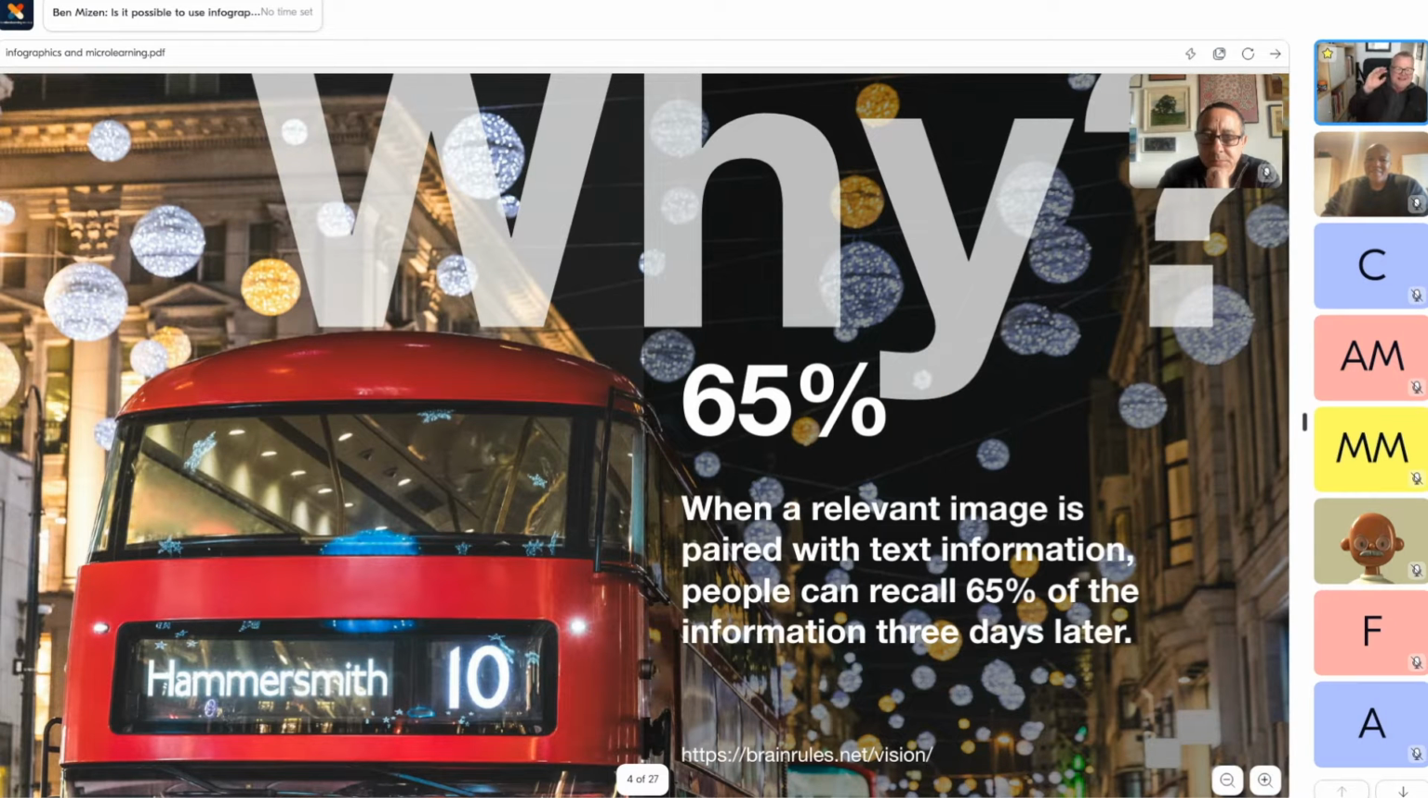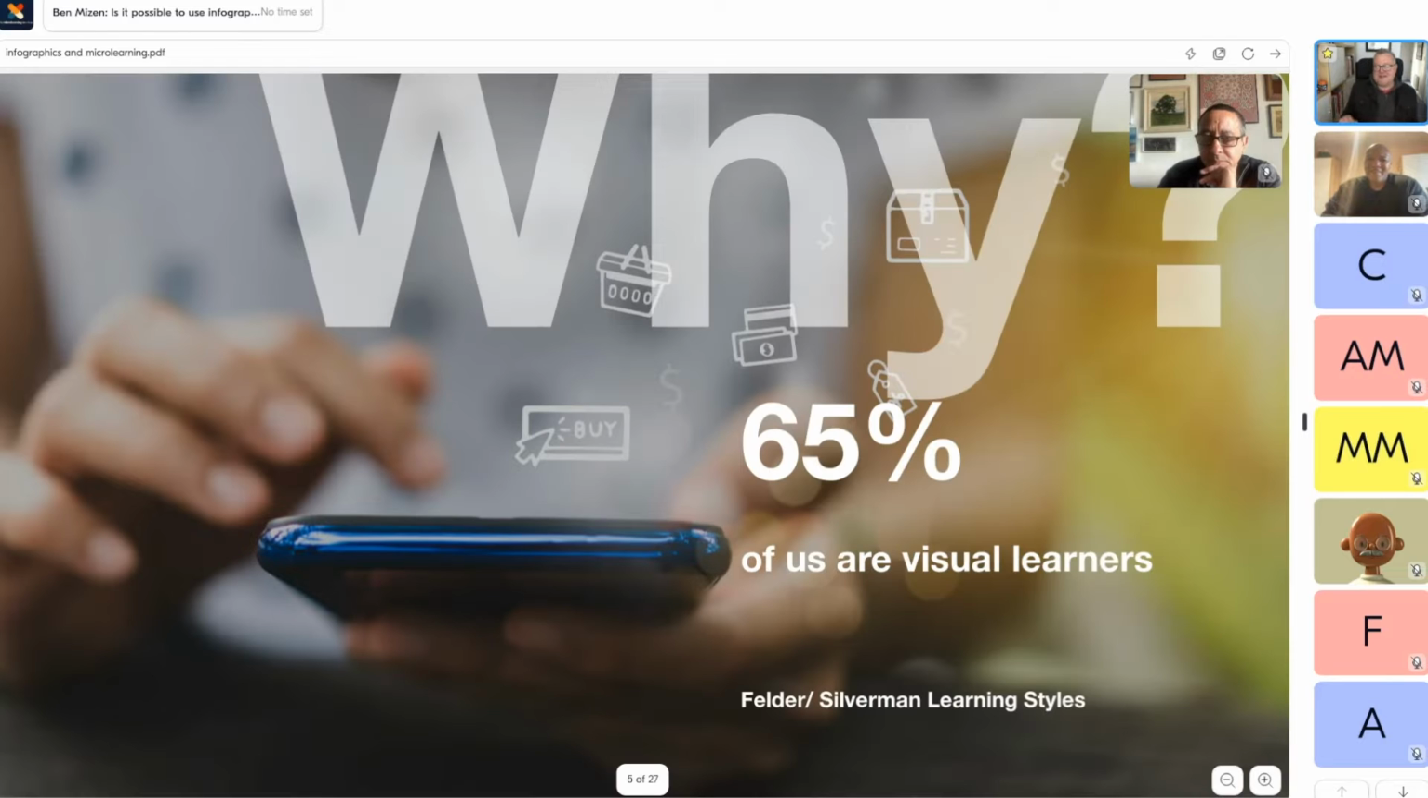So the first thing I want to think about is why do we use infographics? Well, the first thing is that when a relevant image is used and it's paired with text information, people can recall 65% of the information 3 days later. Now, I know within microlearning, what we're trying to do is shorten the forgetting cycle, and we're trying to encourage people to remember. So when you realize that 65% of information can be recalled 3 days later when it's paired with a graphic, this is something that is really important. It's a very powerful thing.